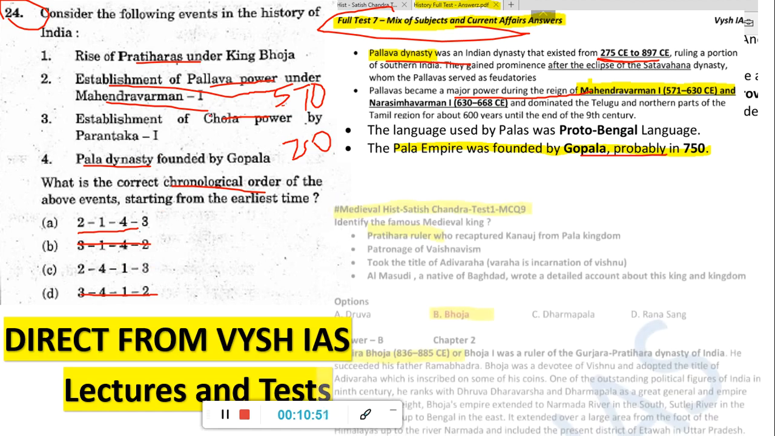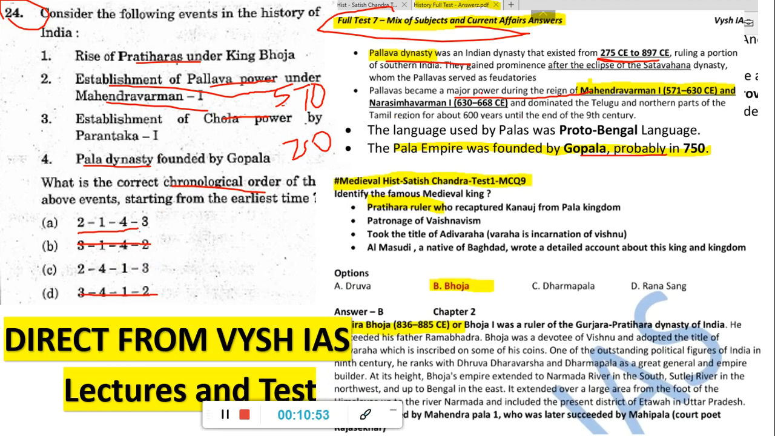Now if you see the next one, again in the Satish Chandra textbook, question number 9. Pratihara, entire thing about King Bhoja we have told. It is 836 AD, so this is around 836. So this will come next only, so it will come 2, 4, 1. The options should come in the order 2, 4 and 1. For that, they have only one option, 2, 4, 1, 3.